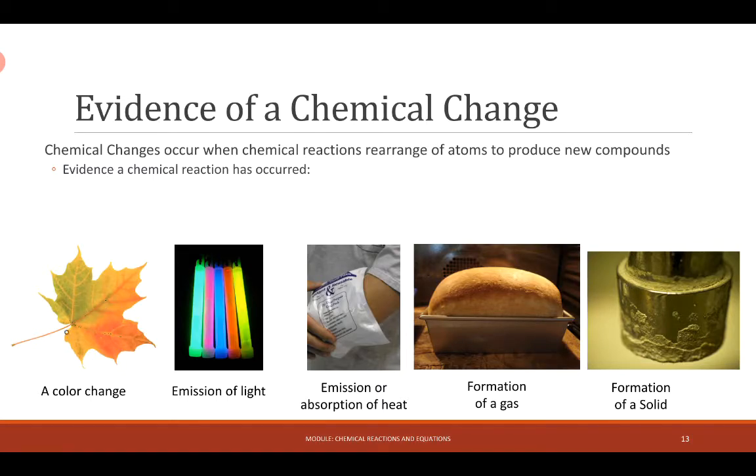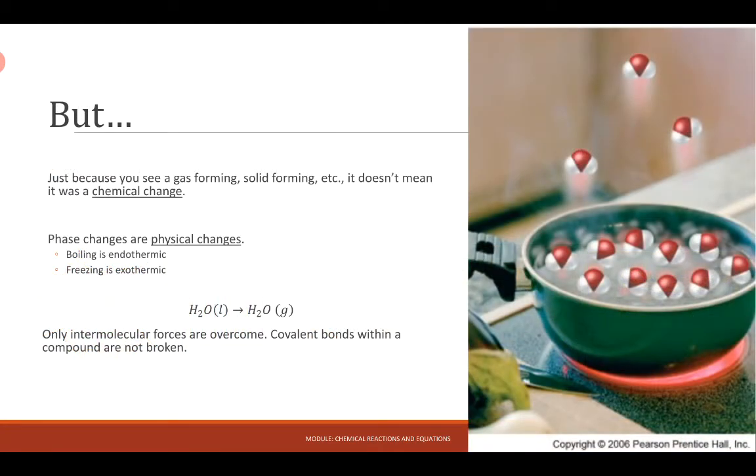That could be a color change, such as when the leaves change color in the fall. It could be emission of light, such as glow sticks. It could be emission or absorption of heat. Formation of a gas, such as when you bake bread or other baked goods. Or formation of a solid. These are all evidence that chemical changes occurred, but just because you see one of those things changing does not necessarily mean it is a chemical change.